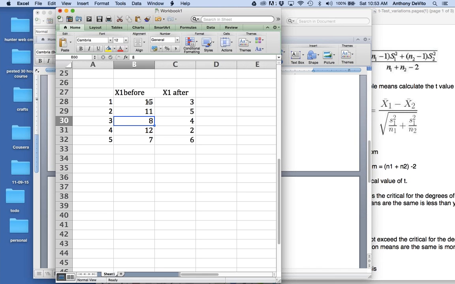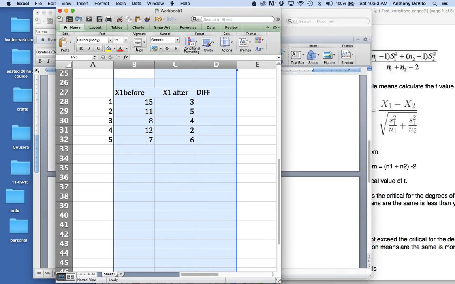Okay, so we have a certain advantage when we do a paired sample t-test like this. In this case, what we're really interested in is not so much what the actual starting values were, but what the differences were. The differences are really what's most important to us here.